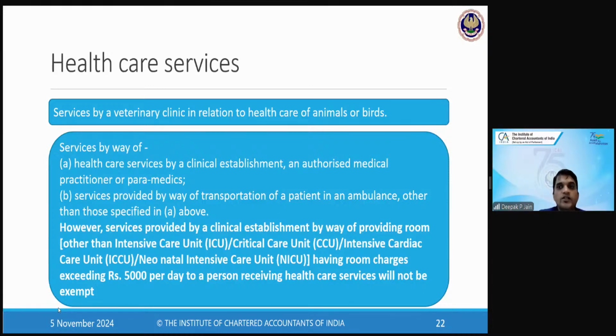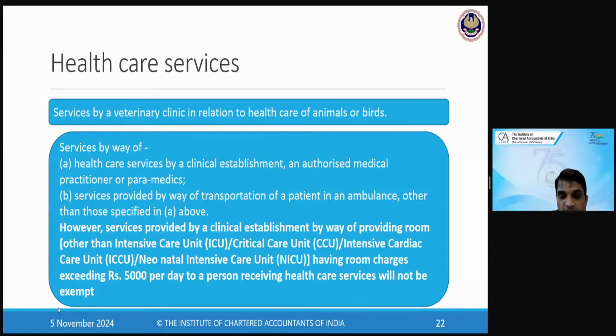Okay. So my question here was: if a person is admitted to an ICU and the hospital is charging 6,000 rupees, will it be taxable or exempted? Most of you are saying, sir, it is taxable. But Hardik has now said that it is not taxable.